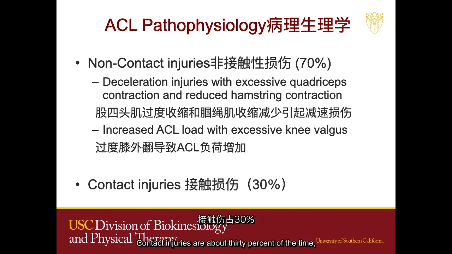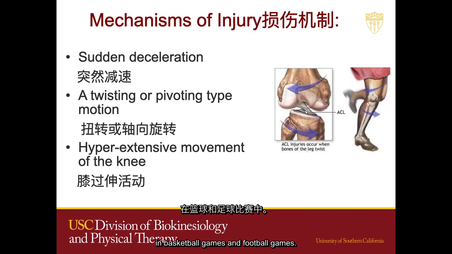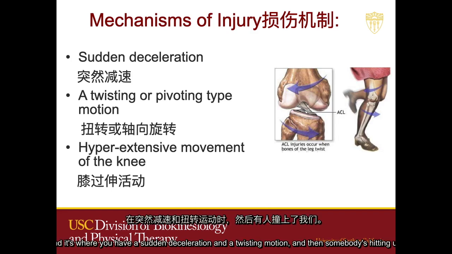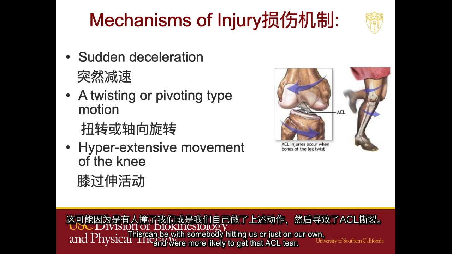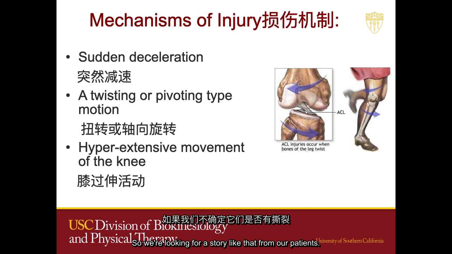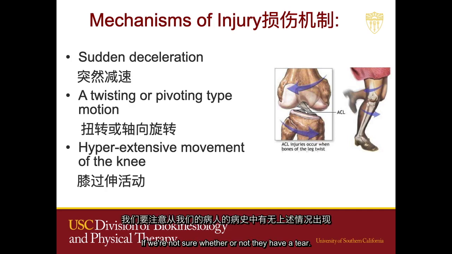Contact injuries are about 30% of the time, and this tends to be what we see on sports videos, in basketball games and football games, and it's where you have a sudden deceleration and a twisting motion, and then somebody's hitting us. So oftentimes we're getting this combination of stopping too fast and doing rotation and possibly hyperextending the knee. This can be with somebody hitting us or just on our own, and we're more likely to get that ACL tear. So we're looking for a story like that from our patients if we're not sure whether or not they have a tear.